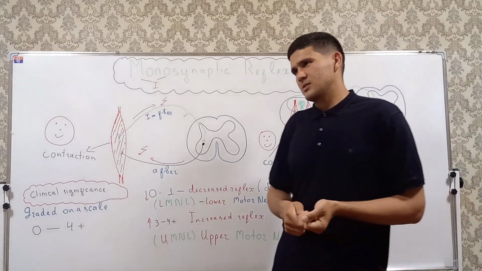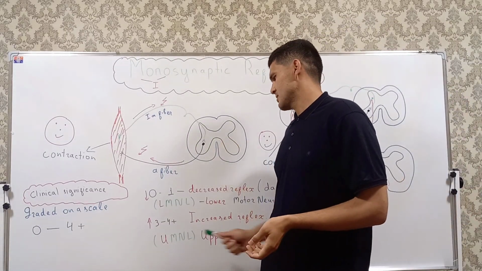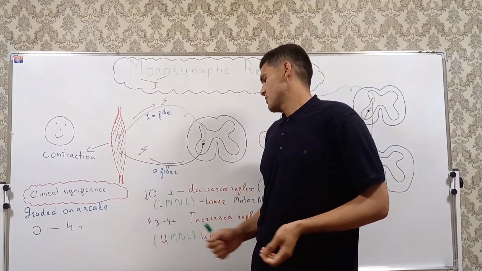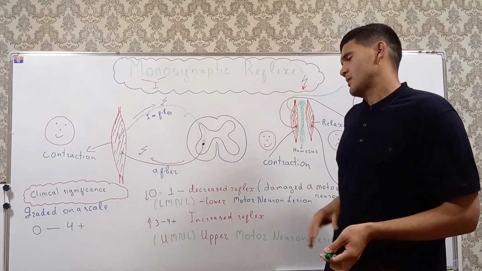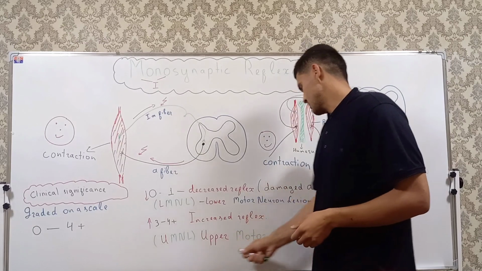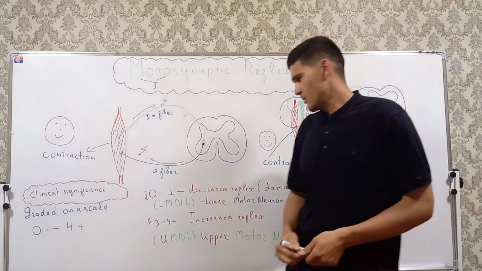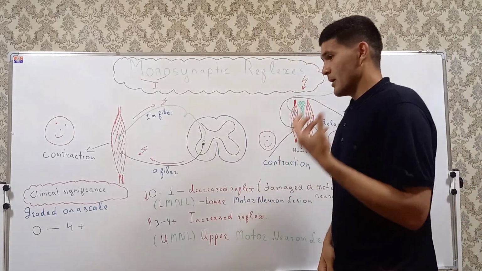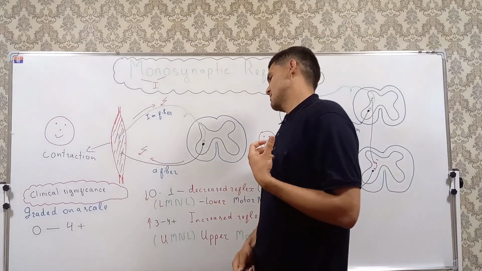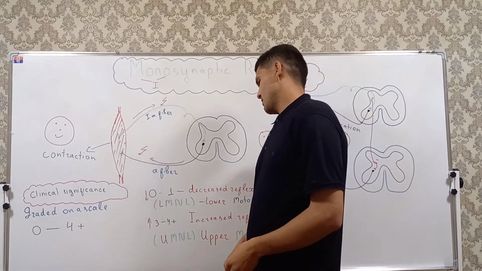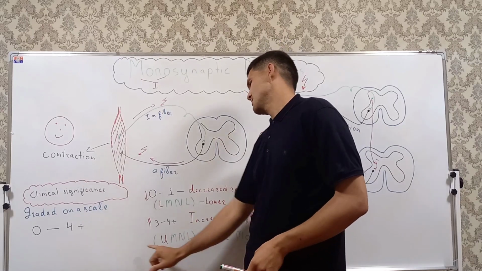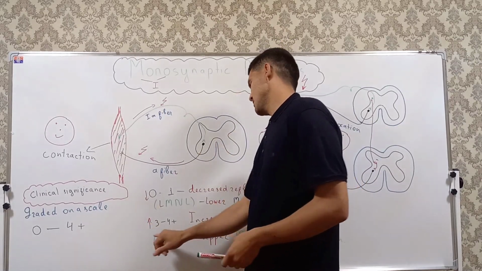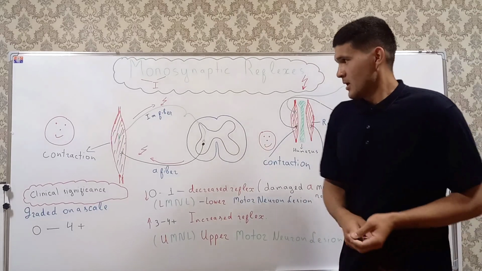As a neurologist, when you see an increased reflex in the scale of 3 and 4 plus, please think about an upper motor neuron lesion. There is a mnemonic for you to remember clearly and simply: upper motor neurons, upper motor neurons, and the increasing of the reflex.